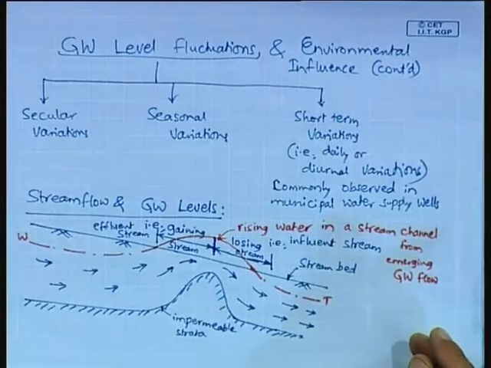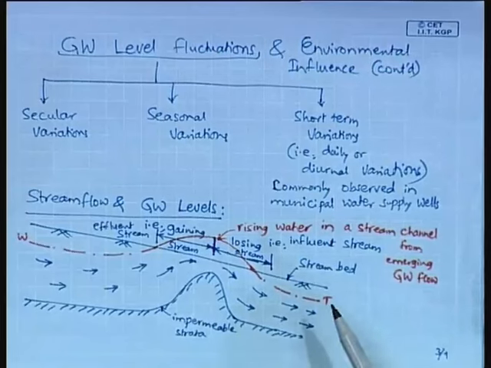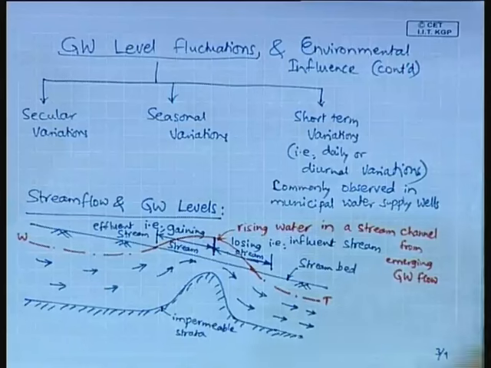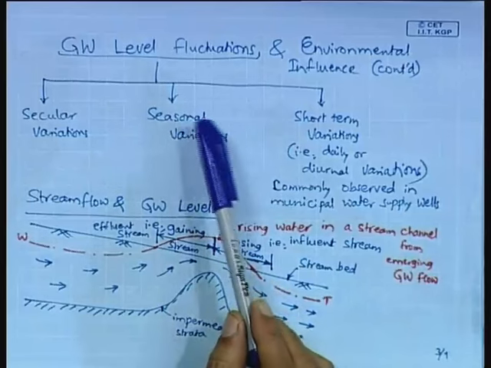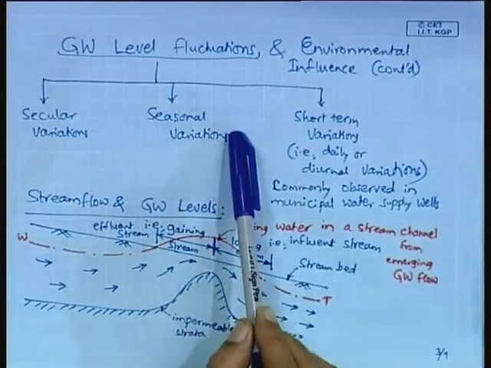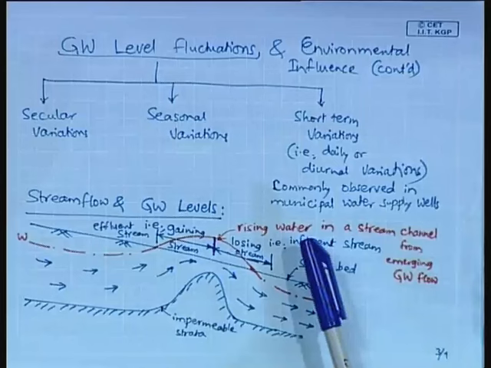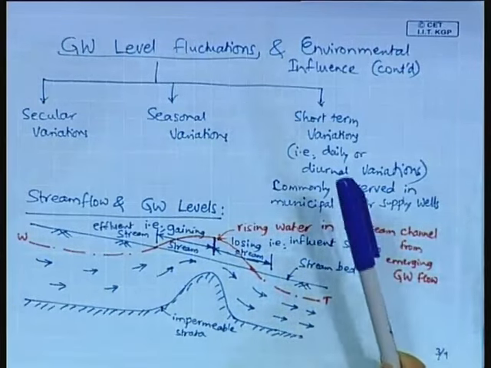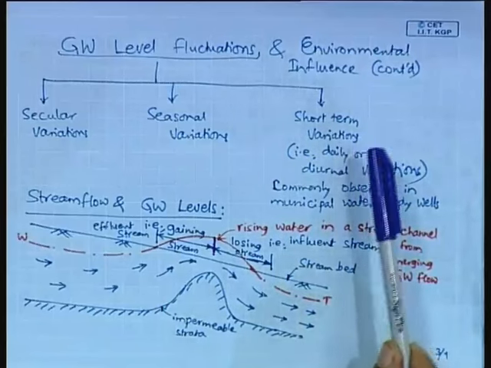And let me also continue. In the previous class we were discussing the secular as well as seasonal variations. While the secular variations represent the variation in the groundwater level over a period of more than a year, seasonal variations represent the variation in the groundwater level within 1 year over different seasons. And there is also a third type of variation, which we can list as the short term variation.